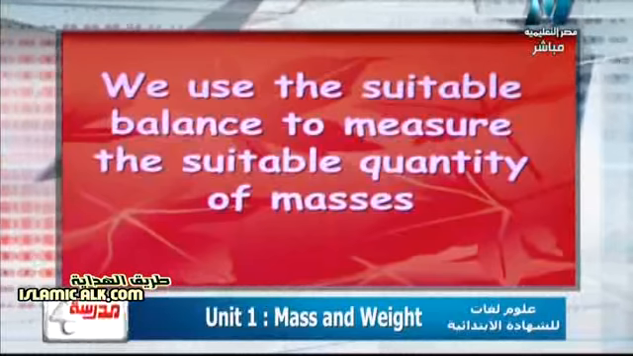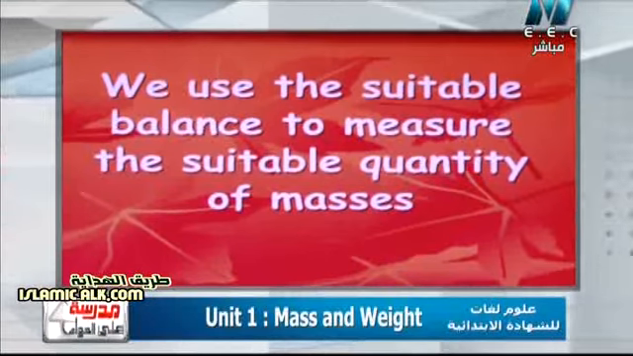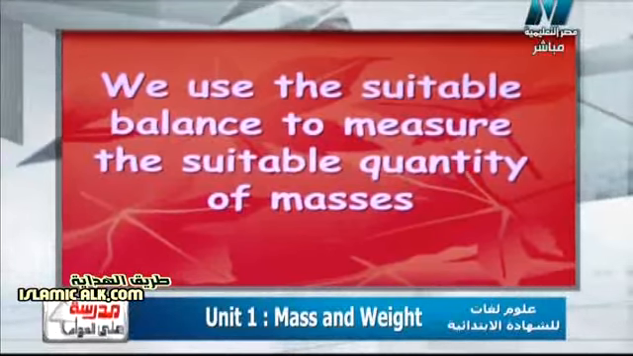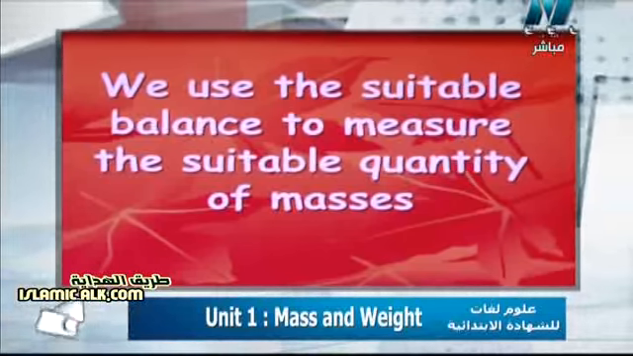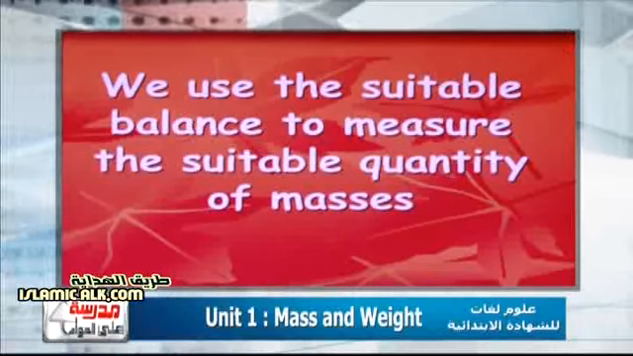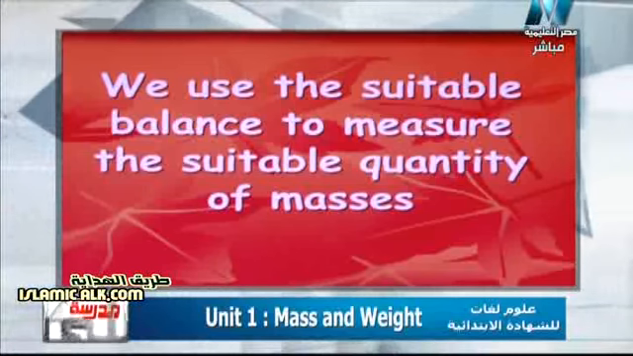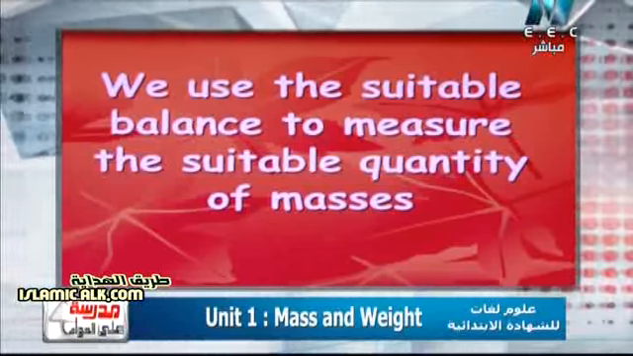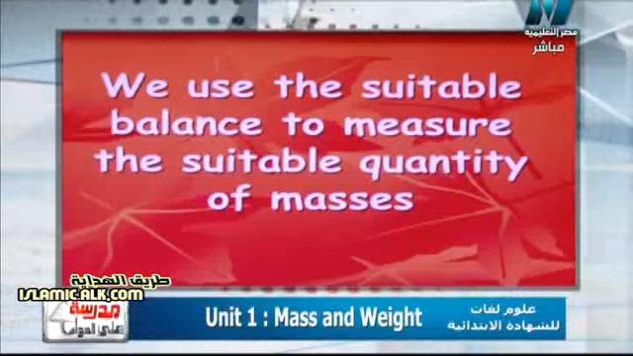يعني بستخدم الميزان المناسب بالكتلة المناسبة أو جهاز قياس الكتلة المناسبة. For example, if I want to measure mass of fruits and vegetables, I will use common balance or balance scale. If I want to measure the mass of chemicals or gold or silver, for example, I will use sensitive two arm scale or digital one arm scale. So again, we use the suitable balance to measure the suitable quantity of masses.